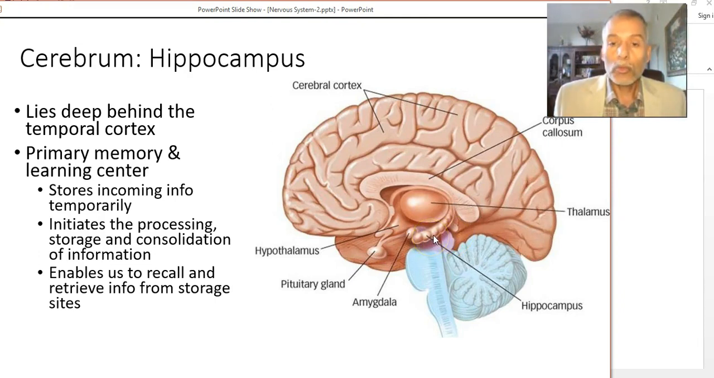In order for you to process information, take it in and store it, you have to go through the hippocampus. In order for you to retrieve information and bring it down from the storage site, you have to start with the hippocampus as well. So the hippocampus does not store information permanently. Information stays approximately for an hour there, and then it gets sorted out and sent to be consolidated and so on.